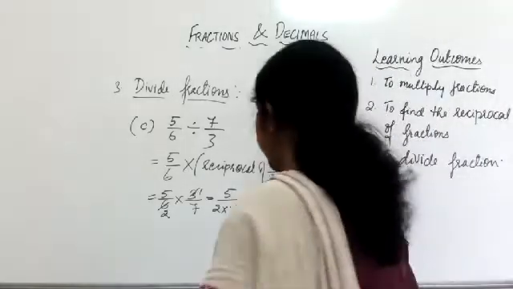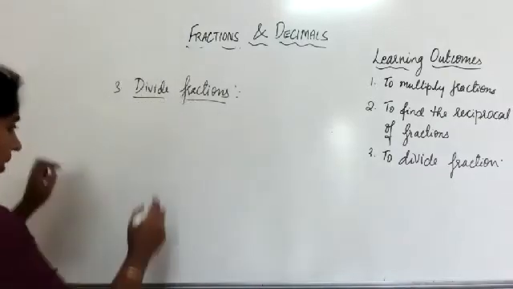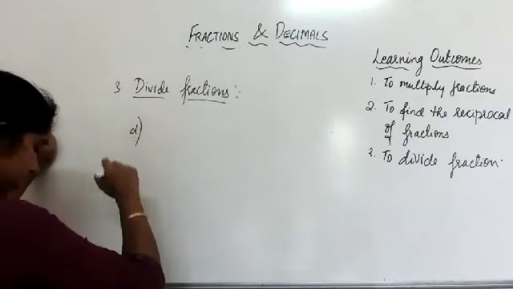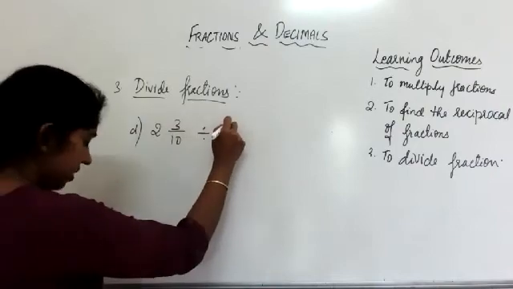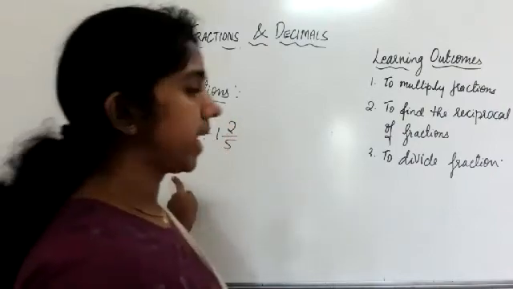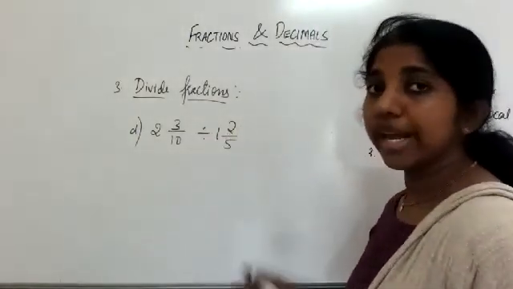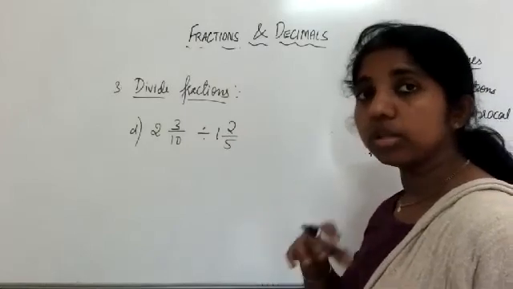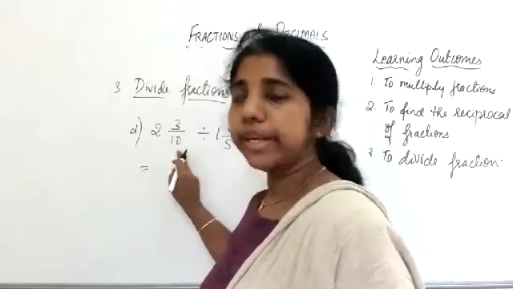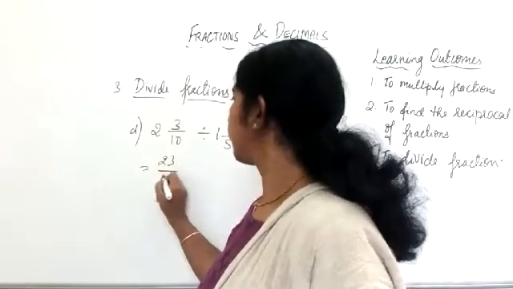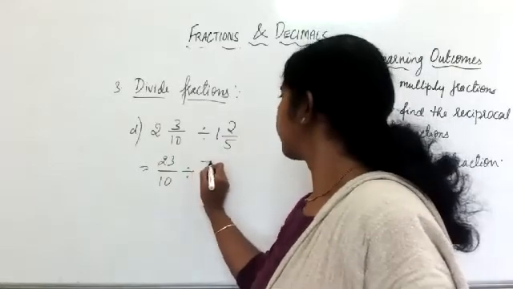We will see one more example when you have a mixed fraction. So B, that is 2, 3 by 10 divided by 1, 2 by 5. So how to do here? Again, first and foremost, convert the mixed fraction to an improper fraction. So this will be 10 into 2, 20, 20 plus 3 is 23, divided by 10, divided by 1 into 5 is 5, 5 plus 2 is 7, 7 by 5.